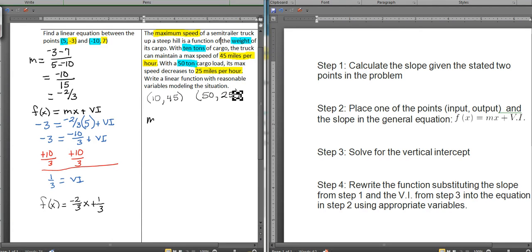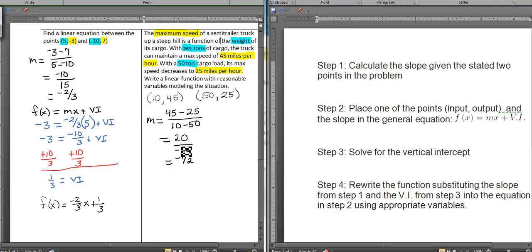So again, we're going to calculate the slope. So 45 minus 25 divided by 10 minus 50 is 20 over -40. So this means that it's -1/2, and because this is a practical application problem, the input is weight and the output is miles per hour.